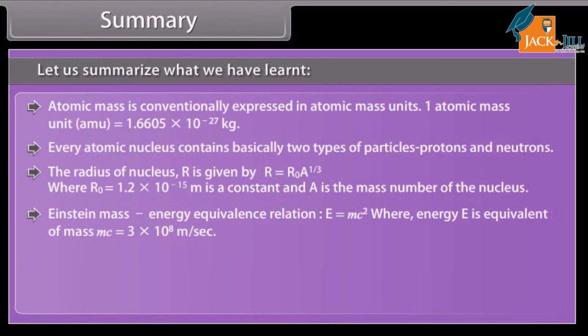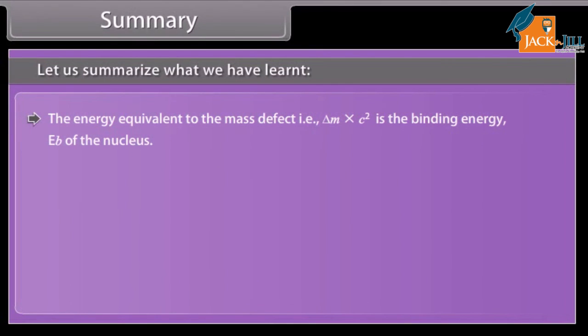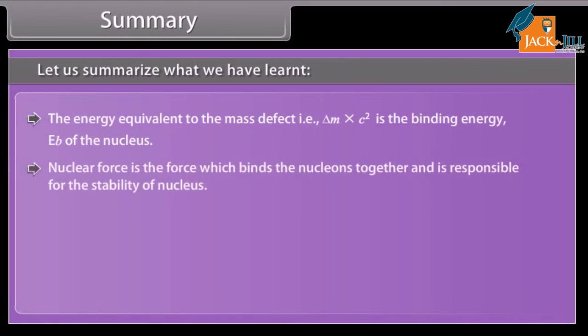The mass of a stable nucleus is less than the total mass of its nucleons. This difference Δm in mass is called mass defect and is given by the difference. The energy equivalent to the mass defect, that is Δm c², is the binding energy, EB, of the nucleus. Nuclear force is the force which binds the nucleons together and is responsible for the stability of the nucleus.